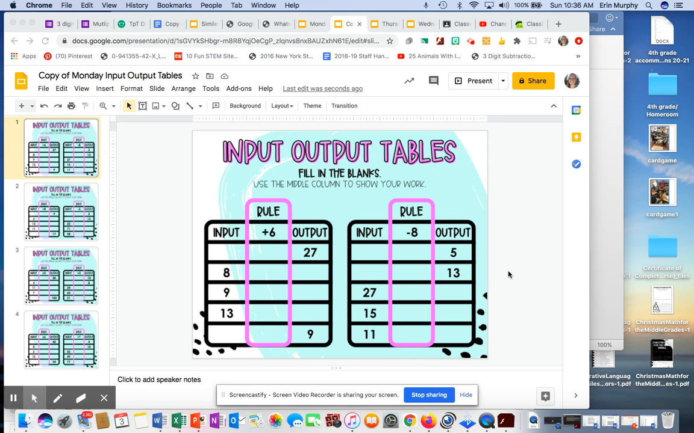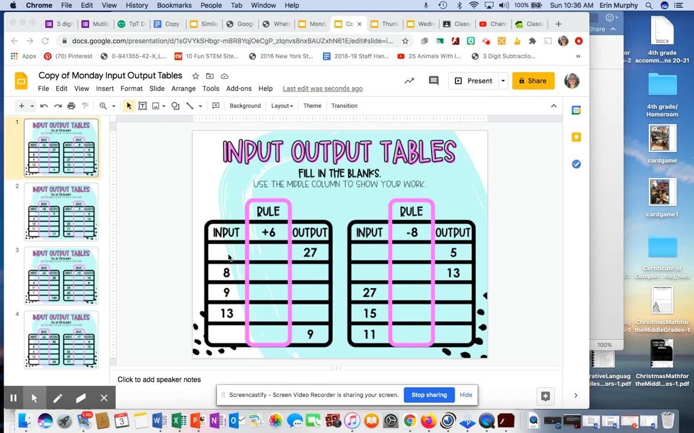All right, boys and girls, here is where you're going to be practicing input-output tables. I really hope you watch the other YouTube video first, because then you may not know what's going on if you don't. All right, so input we know is what we're putting in. The rule is what you do to the input, and the output is what happens afterwards.